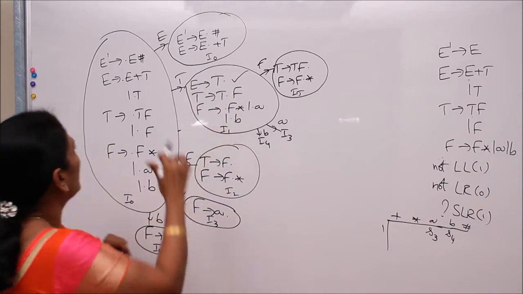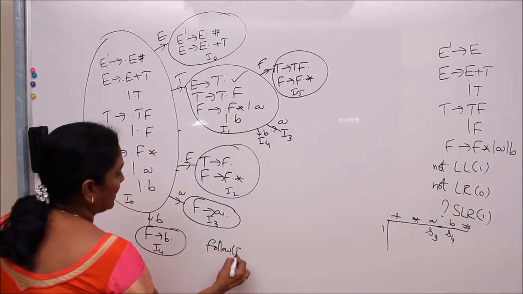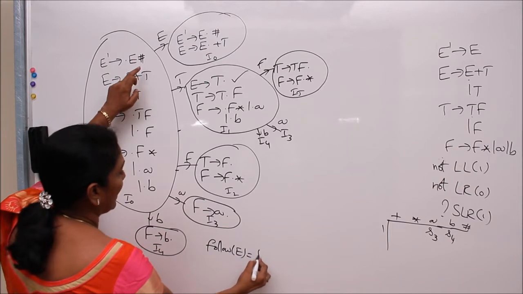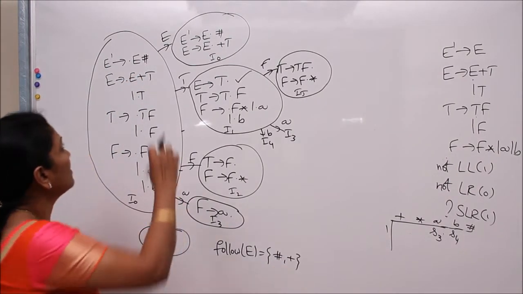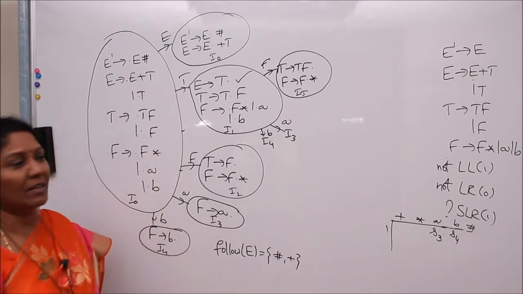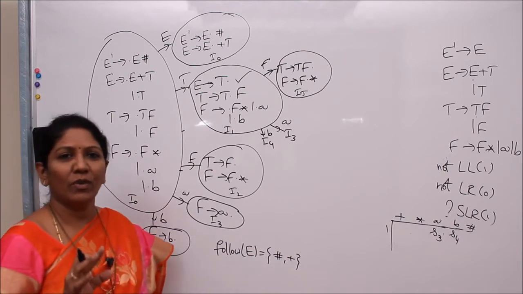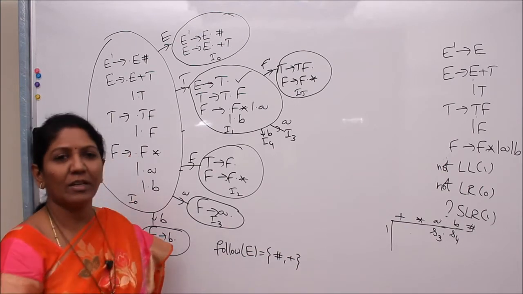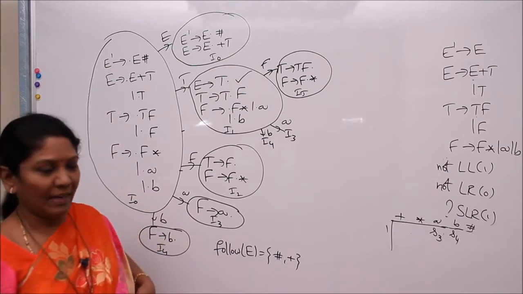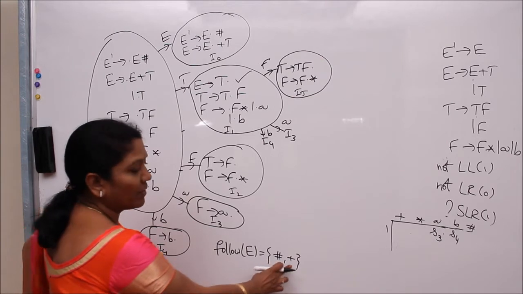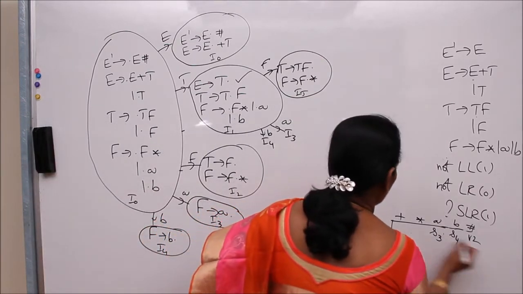What is follow of E? Look at this, follow of E is, here it is hash, here it is plus. So it's hash and plus because you have hash here and you have plus here. And do you find E anywhere on the right hand side? No. Remember, to find out follow set, you need to search for the non-terminal on the right hand side, whereas to find first set, you have to search on the left hand side. So what is it? Hash and plus. So in the row 1, under hash and plus, put R2.